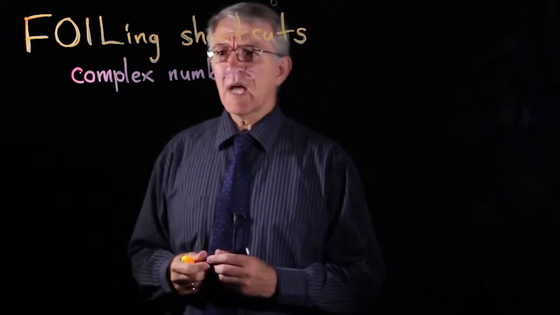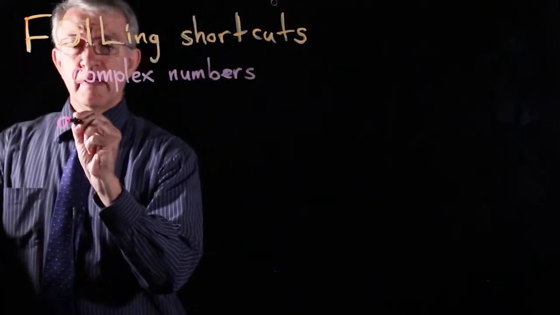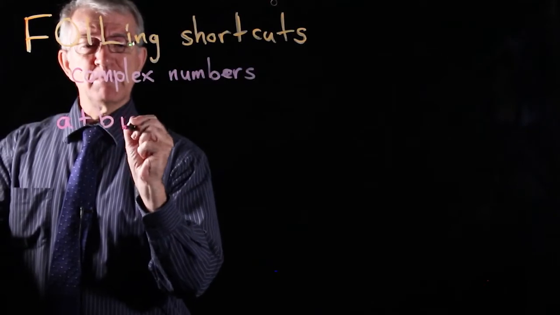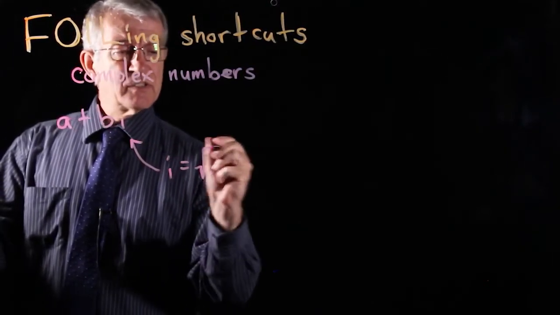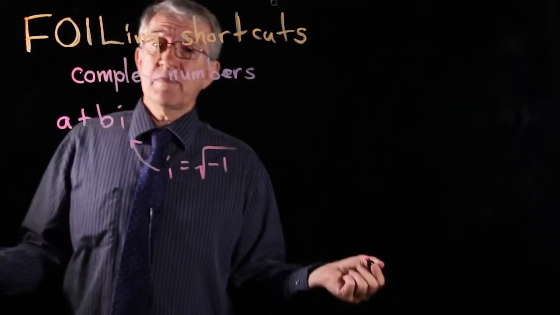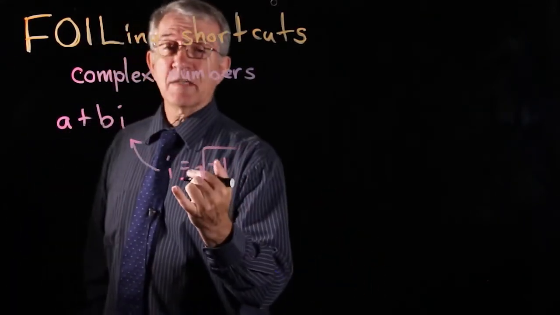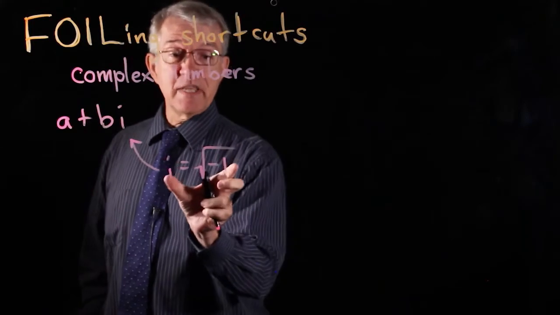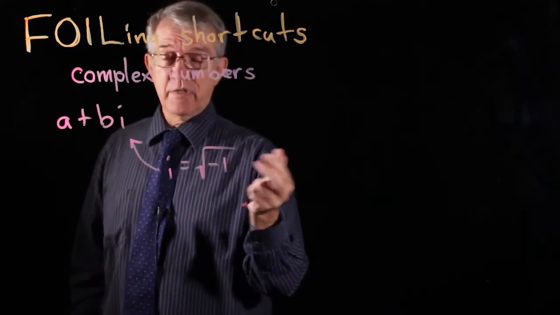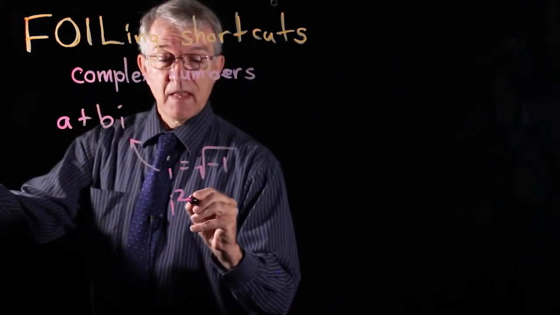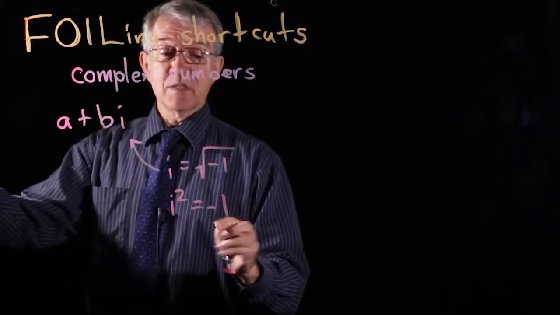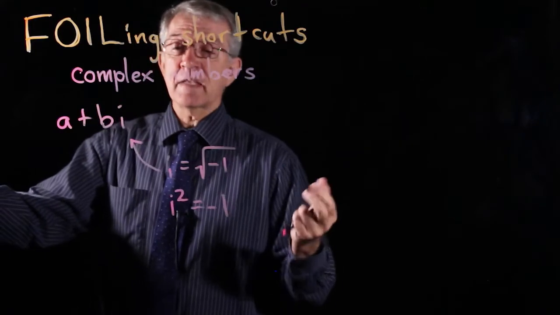We need a review. A complex number is a number that looks like a plus bi, and this i here is defined to be the square root of -1, which of course doesn't exist. i actually stands for imaginary. This is an imaginary number because there aren't two values that you can multiply together and get -1. The implication here is that if you did square it, you'd get -1, and that's just a mathematical definition.